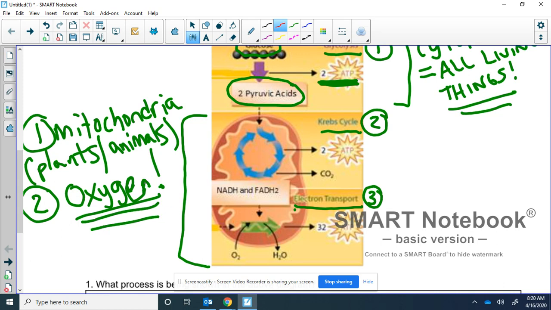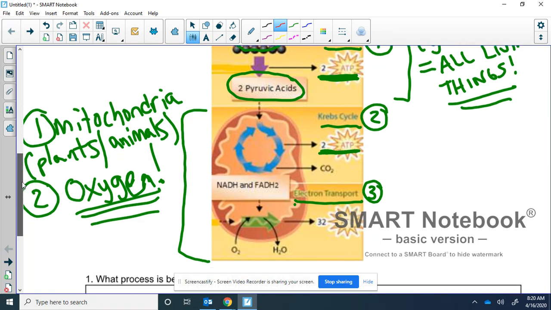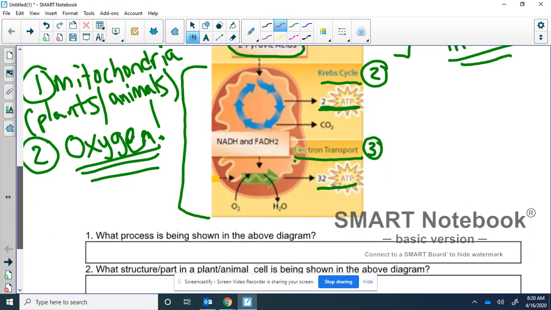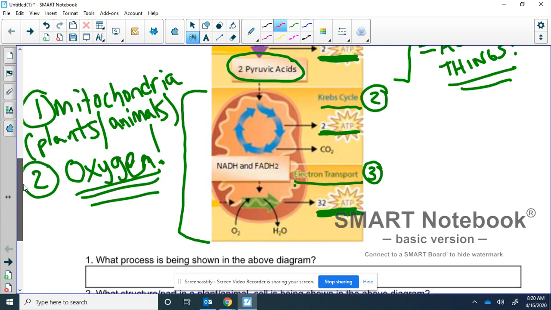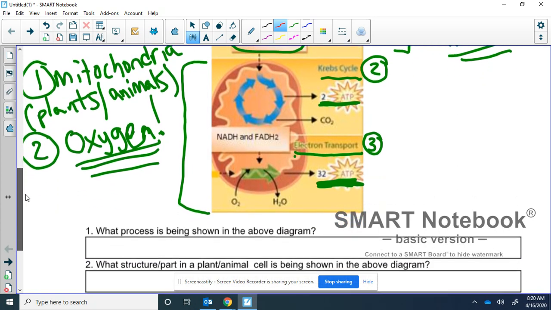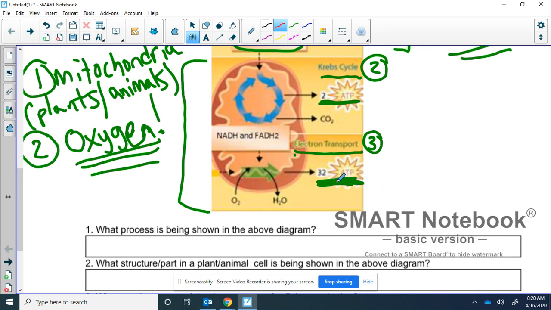And this is important to realize, because if you look at the next 2 steps, in the Krebs cycle, we get 2 units of energy. But here at the bottom, when we go through electron transport, we're getting 32 units of energy. So think about that. Step 1, we got 2 units of energy. Step 2, we got 2 units of energy. And step 3, we got 32 units of energy. So we really, really, really want to get to this last step, because that's where you're going to get the most energy. And the only way you can get there, if you look here at the very bottom, is if we have oxygen present, if you are breathing.